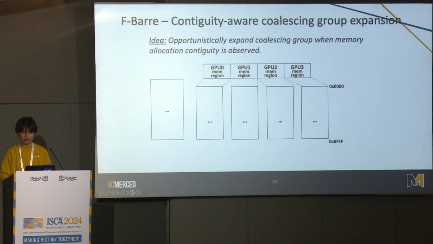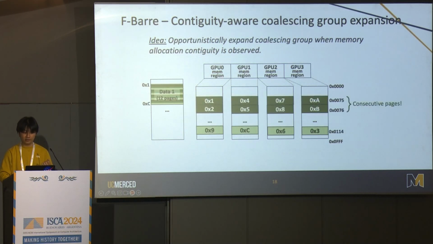Here, suppose that we're still trying to allocate 12 pages for 1 data object, but while we're constructing the coalescing group, the driver can find if there is contiguity available to explore. Then FBAR is able to expand those 2 contiguous coalescing groups into 1 and enlarge the coalescing size. To support the expanded coalescing group, we also further modify the PTE to encode the merging information.